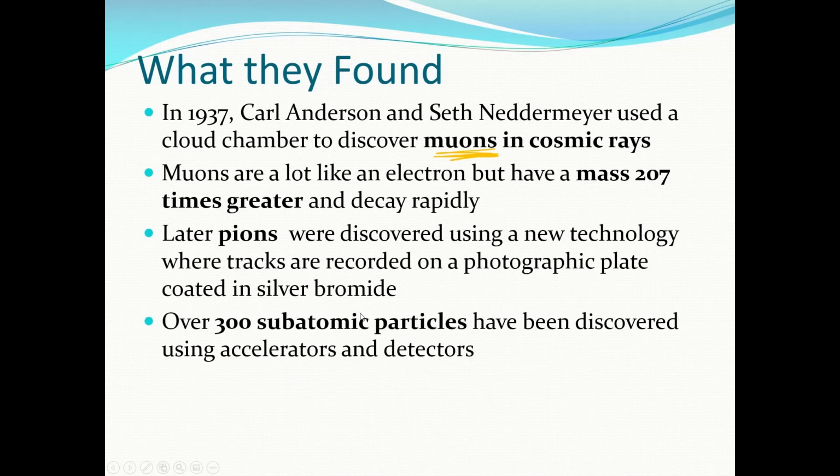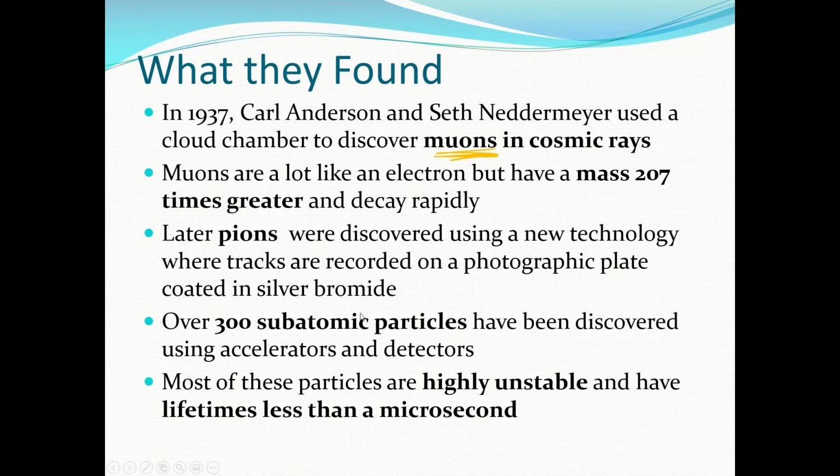So they found over 300 subatomic particles using accelerators and detectors, and most of these particles were very unstable and they had lifetimes of less than a microsecond, and that makes sense why we've never seen them before. So now we have these pions, these muons, they're these new particles. We need to organize, classify things. How do they relate to electrons? How do they relate to protons?